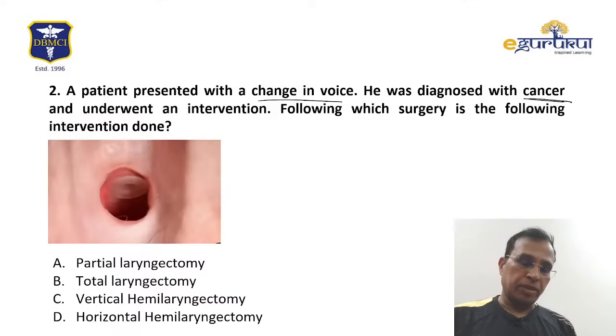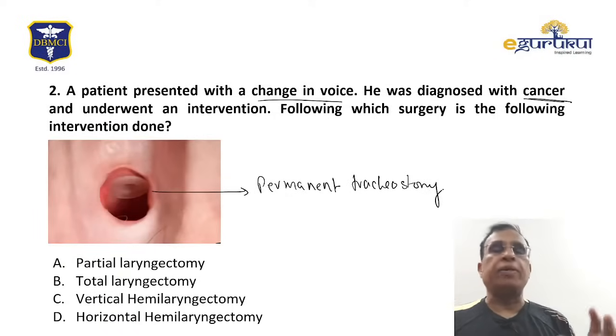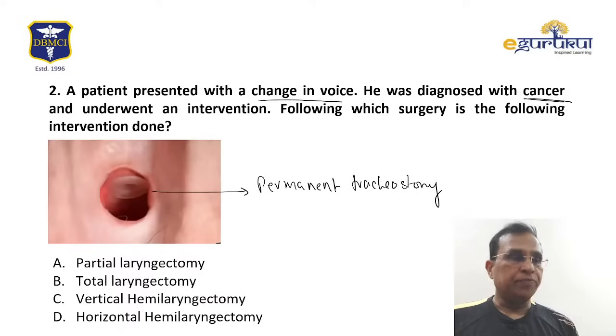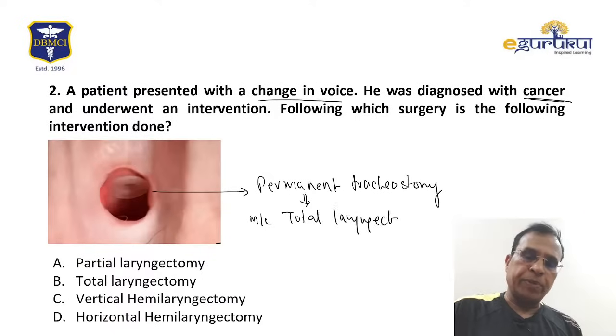Now, this is an opening in the neck. And this opening in the neck is called permanent tracheostomy. See, tracheostomy usually is not a permanent thing. It's done for few days, few weeks, few months, depending on the situation, and when the patient cannot breathe. And once the patient starts breathing normally, we remove the tube and we close the opening. But this that you see is a permanent opening, and permanent tracheostomy is most commonly done in total laryngectomy. So when you do total laryngectomy, then permanent tracheostomy is usually done.